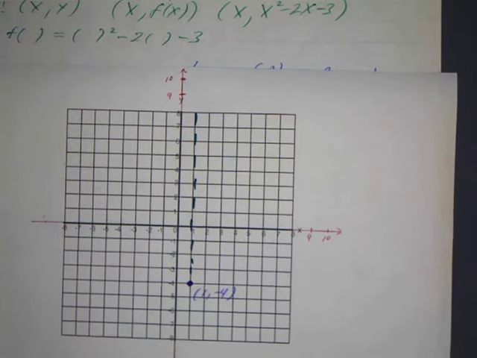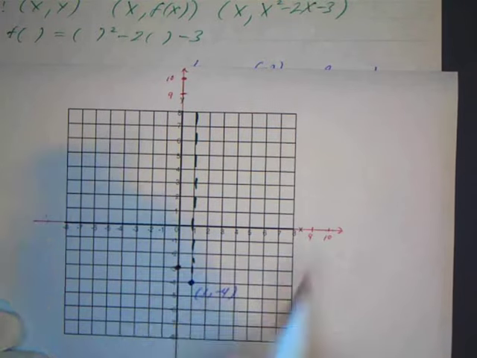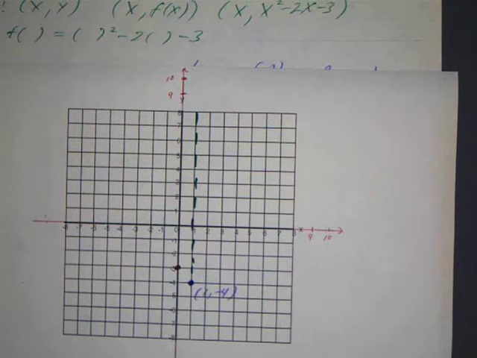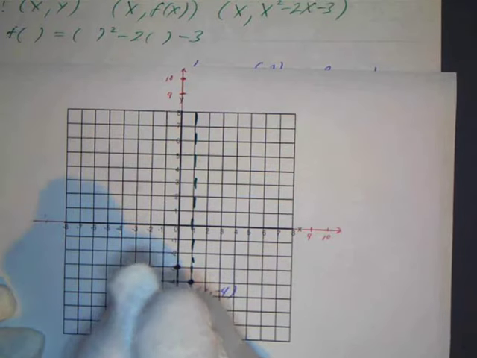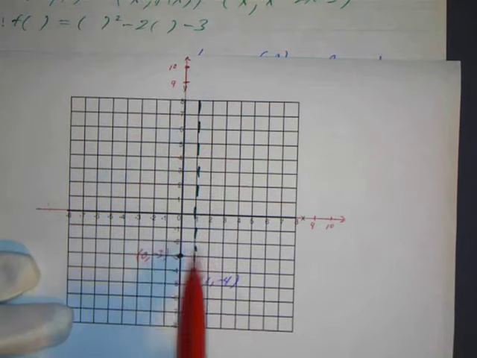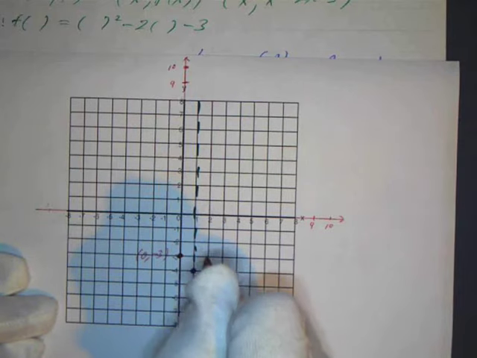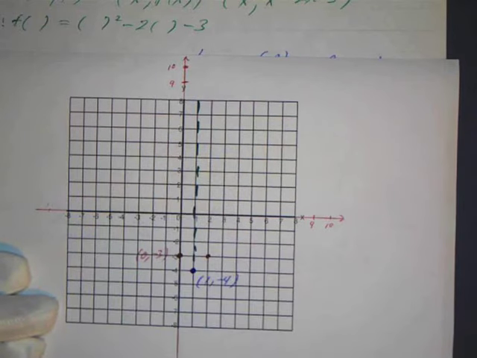So I could put this on my graph now. Zero, negative 3, and there's my y-intercept. And I can label that. Now, since I have an axis of symmetry, I know that if I've got a point that's 1 unit to the left of the axis of symmetry, I've got a point that's 1 unit to the right, so I have another point by symmetry. So now I've got 3 points for the price of 2. It's almost like a twofer. Okay? 2 for 1.